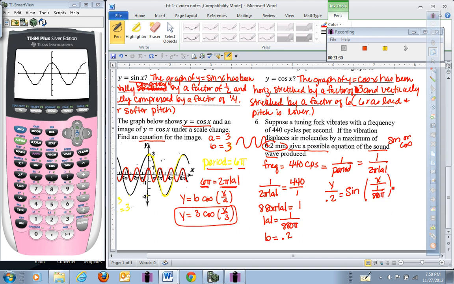Okay, now we have to clean that up. X divided by 1 over 880 pi would be like x times 880 pi over 1. So we're going to wind up with y equals 0.2 times the sine of 880 pi x. So you see how the frequency is 440 and here it's 880 pi. It's like taking that 440 times 2 pi, isn't it? Okay. That's really all there is for this lesson.